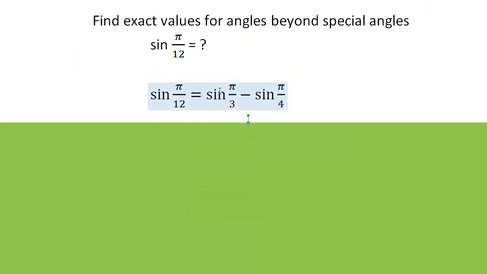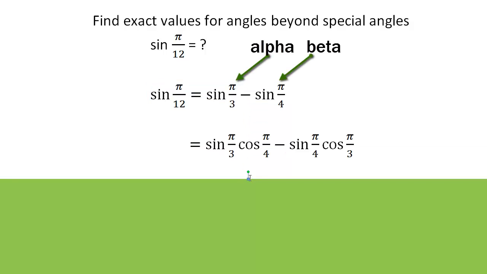Notice this, on the right-hand side, is the sine difference formula where pi over 3 is alpha and pi over 4 is beta. Substituting those values for alpha and beta into the difference formula for sine, we get the sine of pi over 3 times the cosine of pi over 4 minus the sine of pi over 4 times the cosine of pi over 3. Sine alpha cosine beta minus sine beta cosine alpha.